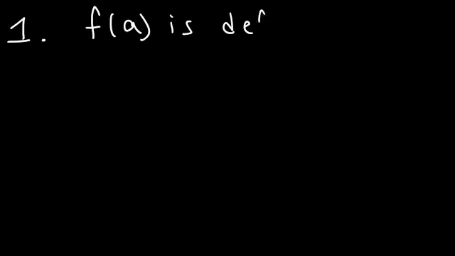How can we prove that a function is continuous at a certain point? How can we do so? There's something called the three-step continuity test. The first step is that you have to show that the function is defined at some point A. So f of A has to exist. It has to equal a certain value.